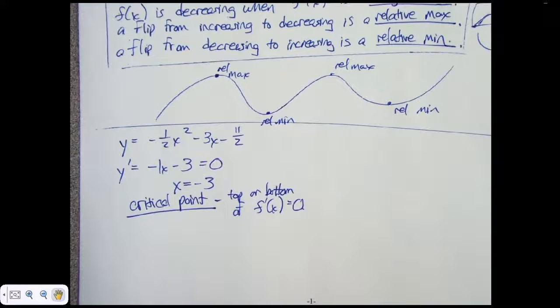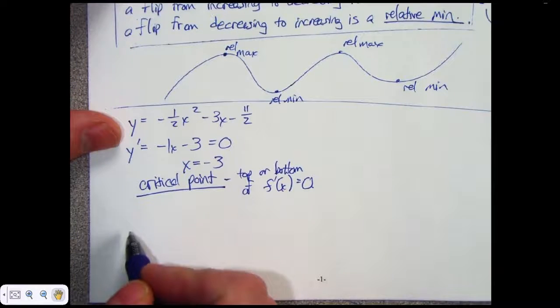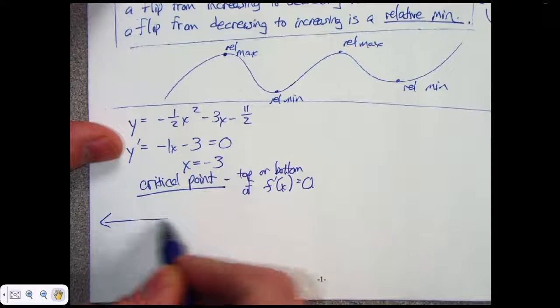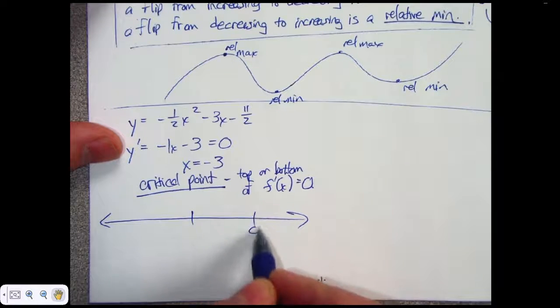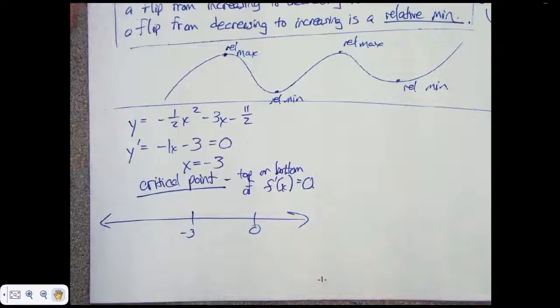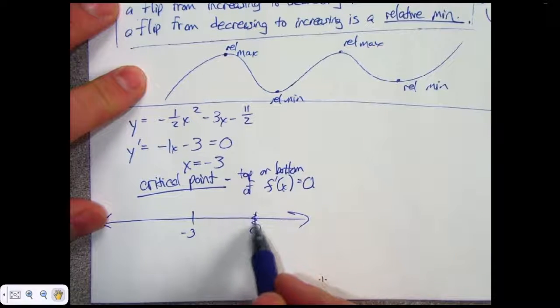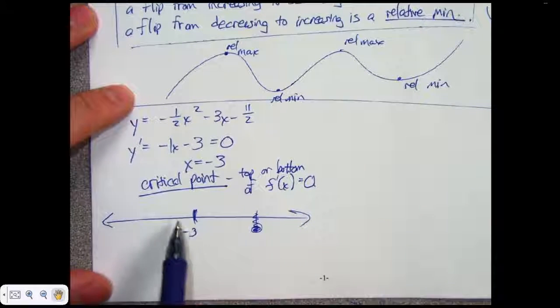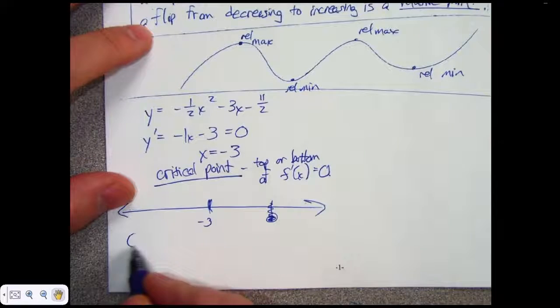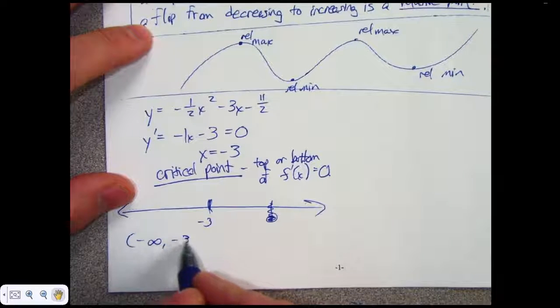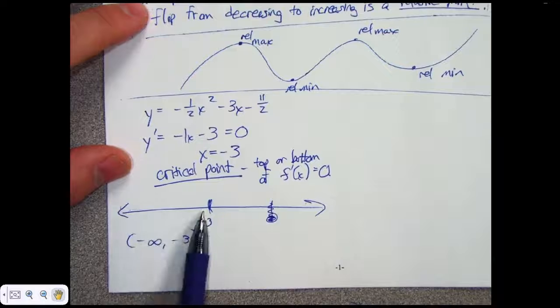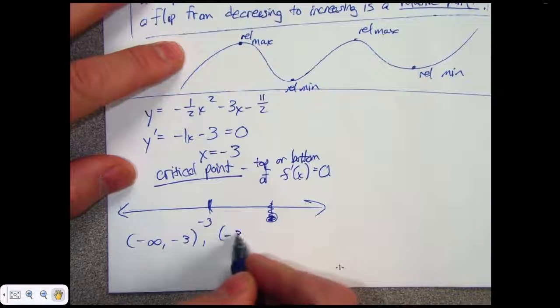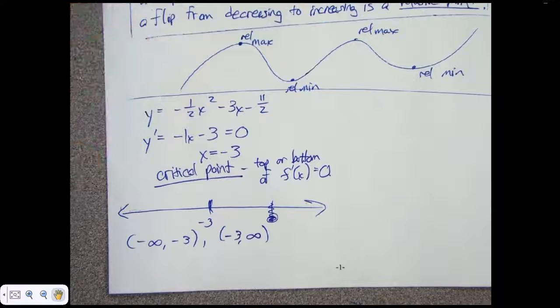So now what you're going to do is make a little number line. I'm not going to put 0, I'm just going to put negative 3. That splits my graph into two sections, right? Like to the left of negative 3 and to the right of negative 3. So that gives me two intervals, negative infinity to negative 3, which is this part over here, and then negative 3 to positive.